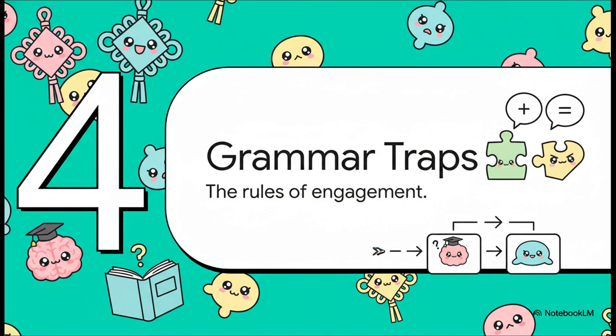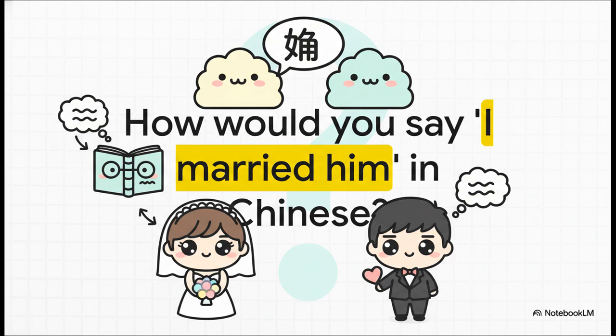We're going to look at 2 super common patterns that are really easy to get wrong, but the good news is they're actually pretty simple to fix. So let's kick this off with a little quiz. How would you say the sentence, I married him, in Chinese? Just take a second to think about it.